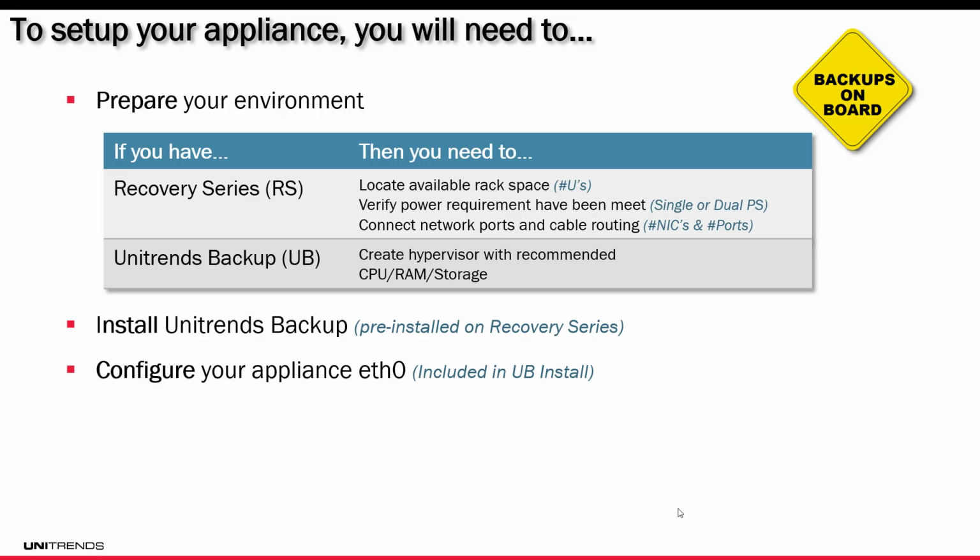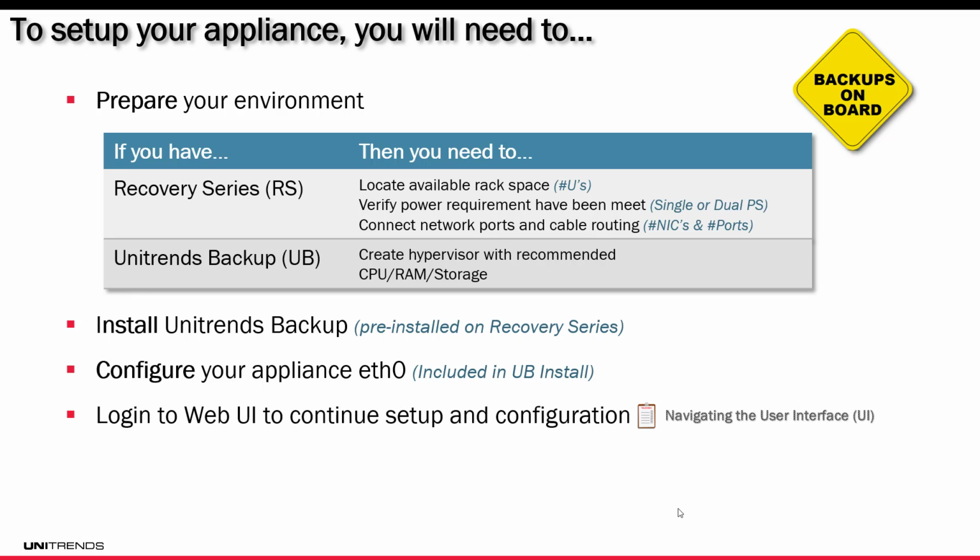Now, you're going to configure your appliance, your ETH0. That's included with the UB install in that wizard. That's why we recommend running the wizard, because it's running you through setting up your network right from the start. If you use an OVA template or something different, we'll talk about that in a few minutes. You may want to come back and use the back end of the console, the KVM.